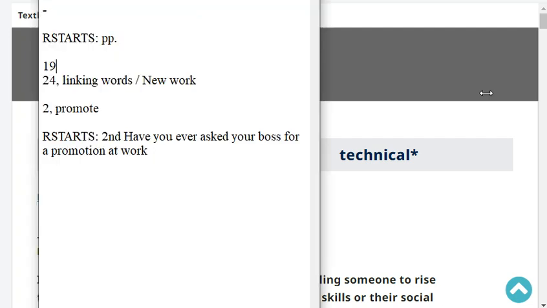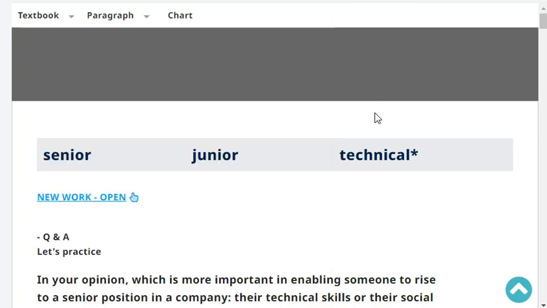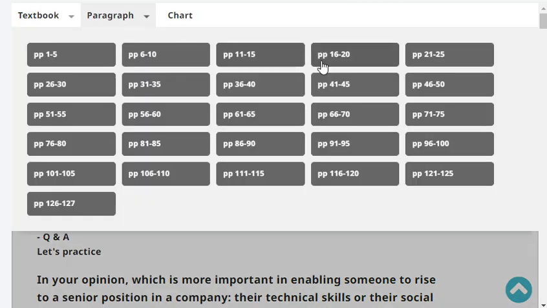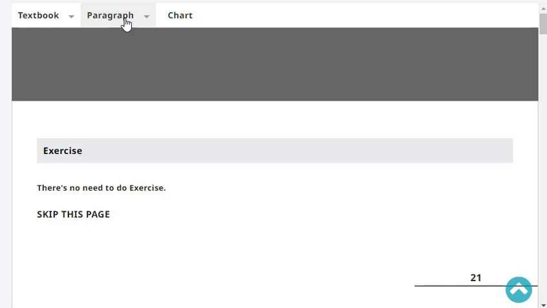We are at page 24. The last headword was linking words, and the new word type of lesson. Okay, so let's start with our revision.